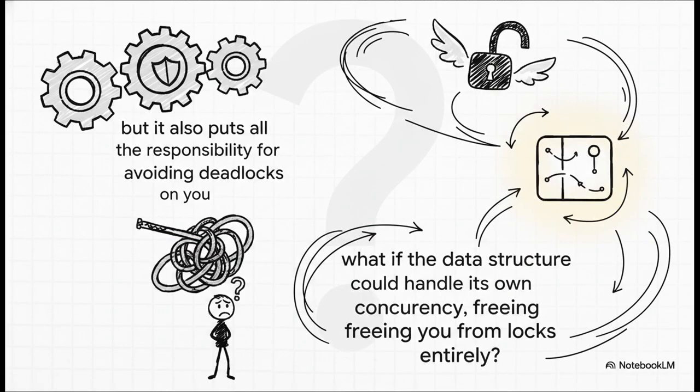Look, mastering the mutex is a fundamental skill for any Go developer, for sure. It gives you this incredible power to manage shared memory safely, but it also puts all the responsibility for not messing up and causing a deadlock right on your shoulders. And that leaves us with one last really interesting question. What if there was another way? What if you could use a data structure like a map that just protected itself? We'll dig into that next time.